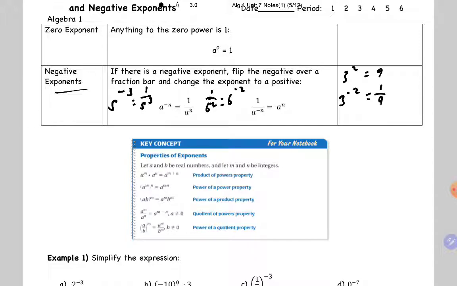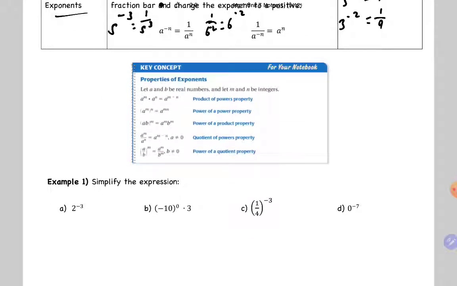Alright. So this is all the properties we have. If we're multiplying with the same base, we add the exponents together. If it's an exponent to an exponent, we multiply. If we have multiple bases to the exponent, then we distribute the exponent. And then if we have division going on, we subtract the exponents. And then same thing, if we have division, we can still distribute the exponent to both values.